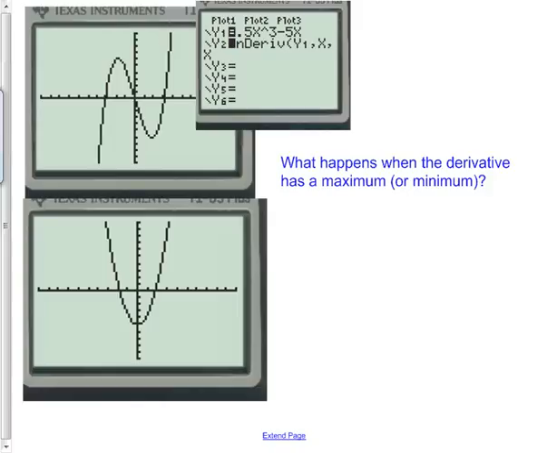Okay, what happens when the derivative has a max or a min? Well, I'm going to pause this video. We're going to start a new one in a second. But this is a big idea for us, and it's a new idea. So I'm going to pause this, and we'll come back to it in the next video.